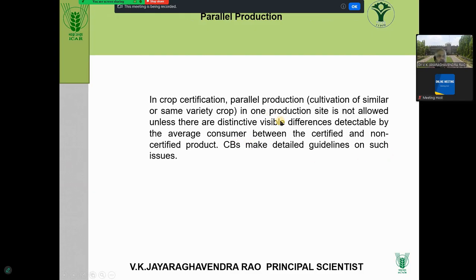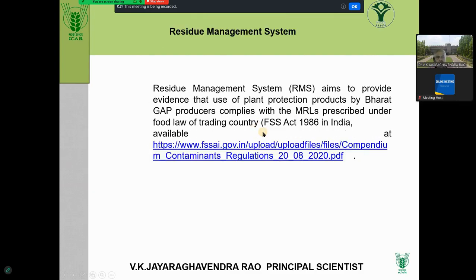That means you are showing some nursery in and around Hesaraghatta, but you are producing the plant in Turuvekere. That cannot be done. Certification cannot be given like that. Residue management system: how much pesticide residue is allowed after 15 days of harvest on the fruits or on the seed material. There is the FSS Act 2006. I've given you this link here. You can go through them and then get into this.